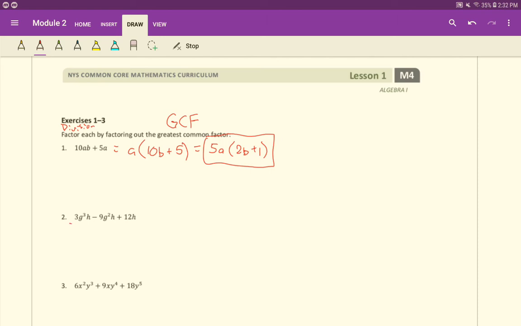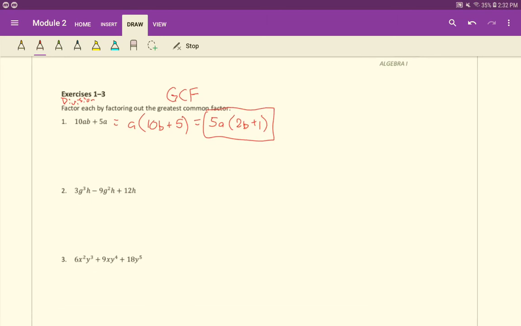Okay, let's look at this one. So again, here, you can kind of start anywhere you want. Maybe let's start with the numbers this time. Let's look at the 3, the -9, the -9, right, and the plus 12. What number can divide all three of those? Or is there a number that can divide all three? And the answer is yes, the number is 3.